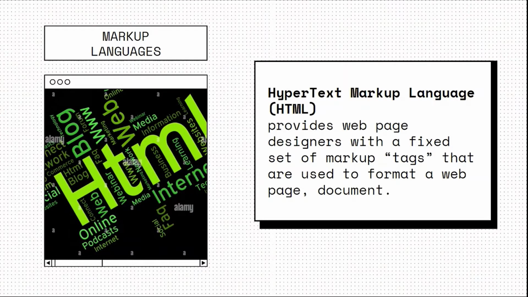Another necessary part of the web is markup languages. We will present two types of markup languages: hypertext markup language, or HTML, and extensible markup language, or XML. HTML provides web page designers with a fixed set of markup tags that are used to format a web page. When these tags are inserted into a web page, they are read by the browser and interpreted into a page display.